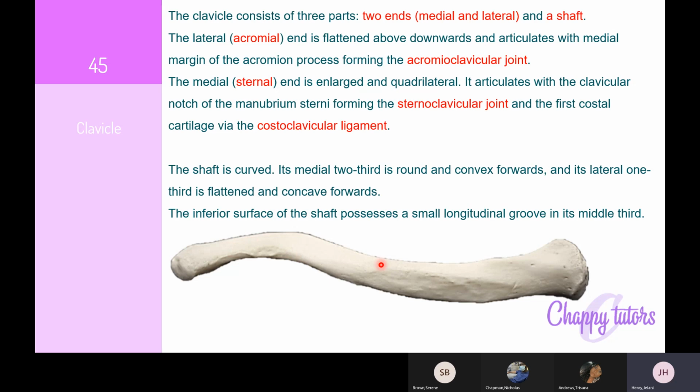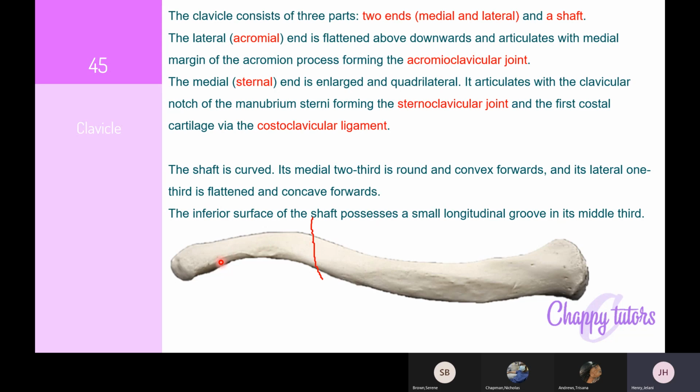Next, you have the shaft, which is this entire extent here. The shaft is curved, slightly S-curved, as we said previously. The medial 2/3 is round and convex forward. Throughout anatomy, you'd realize that things are often divided into thirds for us to be able to describe them properly. The shaft of the clavicle is divided into a medial 2/3 and a lateral 1/3. Let me get a pen. At about that, from this point here to here makes up the medial 2/3 of the shaft of the clavicle.